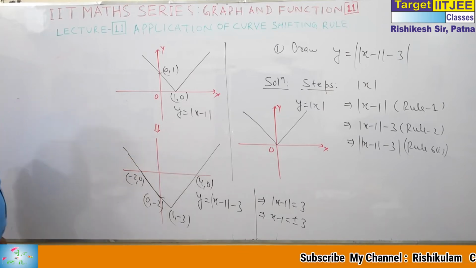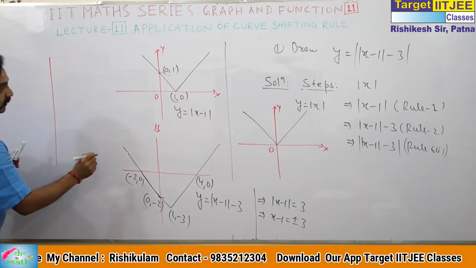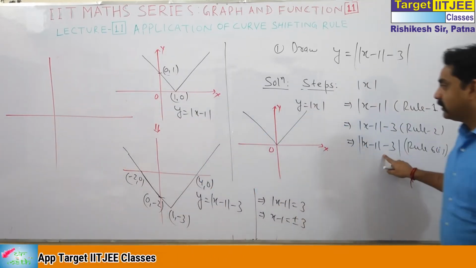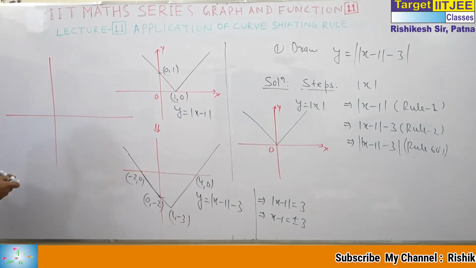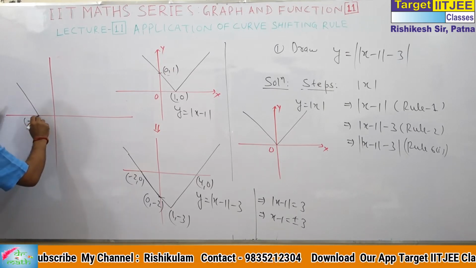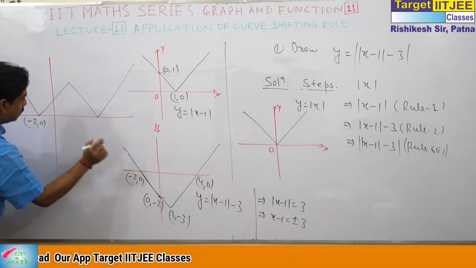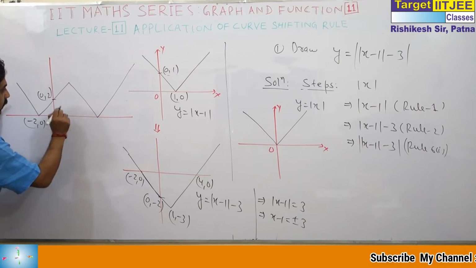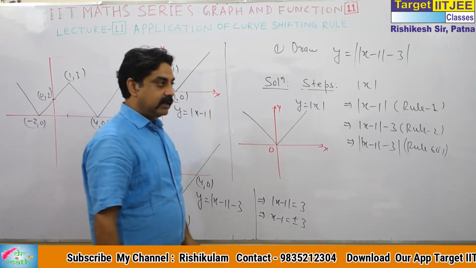And what will be the final graph? This will be the final graph. When we take the modulus of this graph, the portion below the x-axis gets reflected with respect to the x-axis. So this will remain here at minus 2, 0. This will get reflected like this, and like this. You can say 0, minus 2 goes to 0, 2. This 1, minus 3 goes to 1, 3. This point remains 4, 0. And this is the graph.